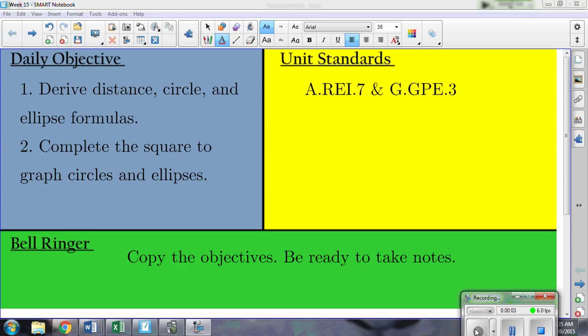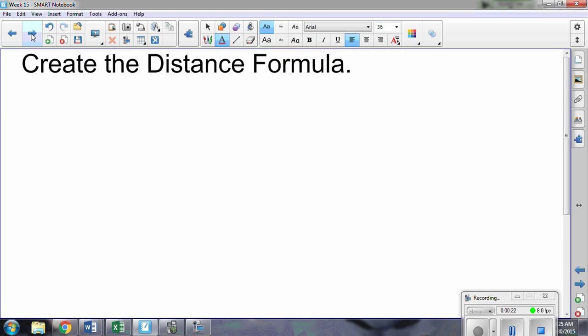In this video, we are going to examine the distance formula, the circle formula, and an ellipse formula. These are geared specifically towards generating geometric properties with equation standards. So let's get started on our work.